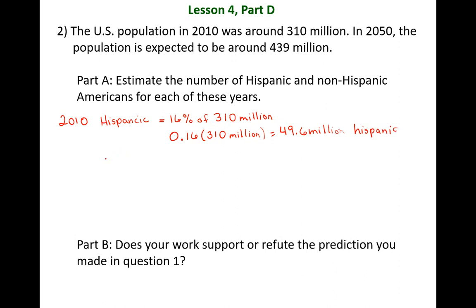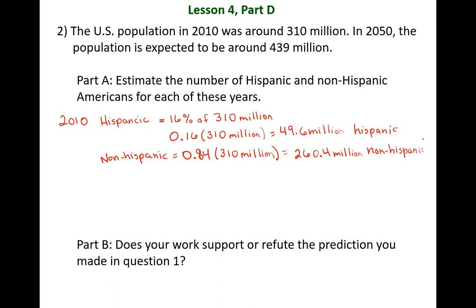And then if we want to do the non-Hispanic, that was the remaining 84%. 84 times 310 million. 0.84 times 310. There were about 260.4 million, so lots of people, non-Hispanic people.